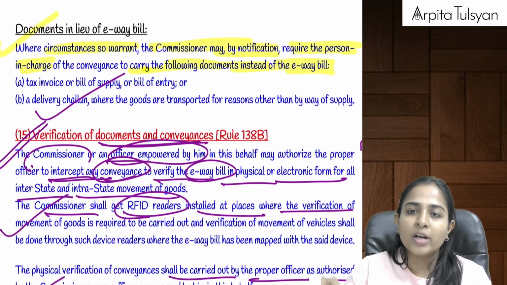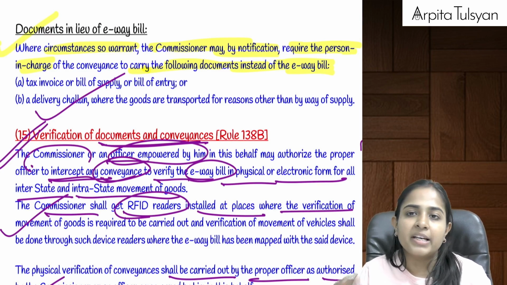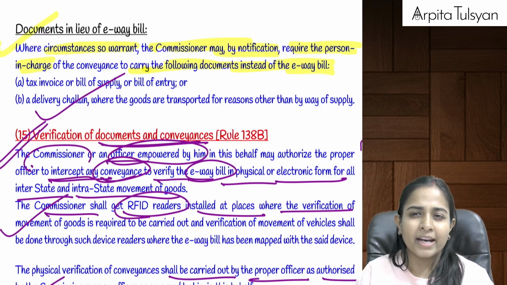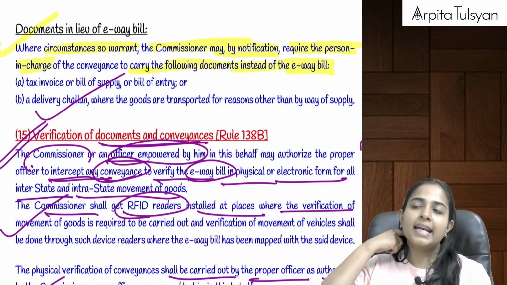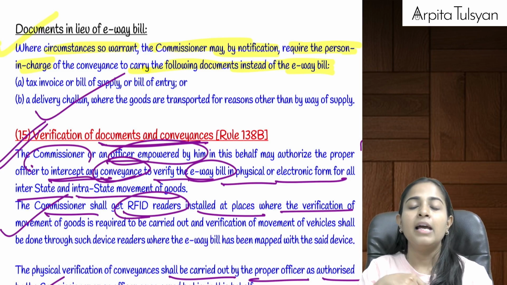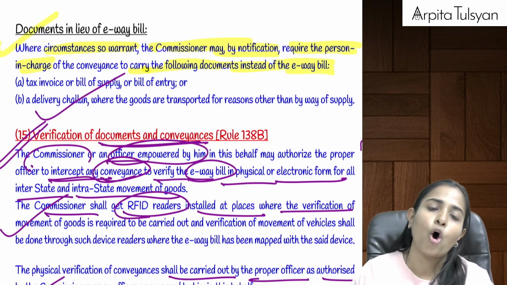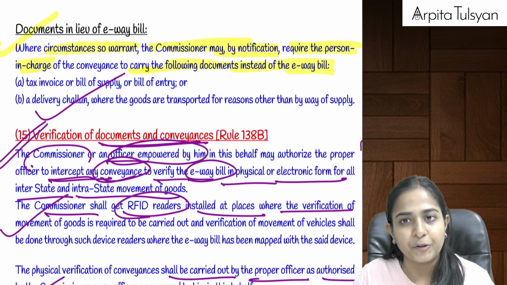Then the next point: sometimes the commissioner can notify that in so and so cases, or in so and so classes of transporters, even if they are not carrying the e-way bill, it is okay. Exemptions can be provided, that even if you are not carrying the e-way bill, that is okay, but instead of the e-way bill, you are required to carry the copy of the tax invoice, or bill of supply, or the delivery challan along with you, right?